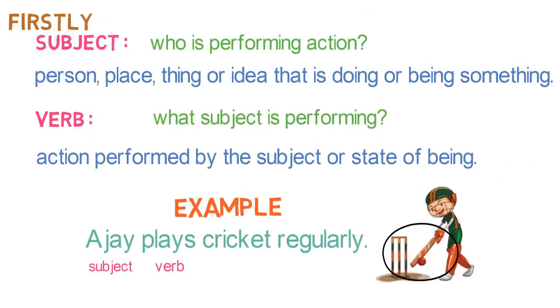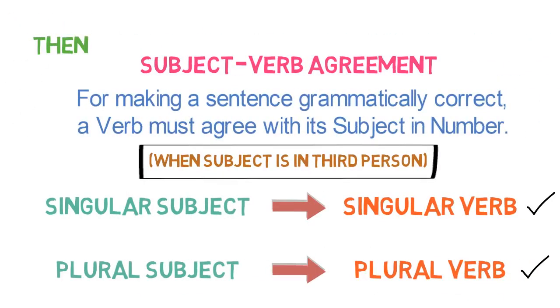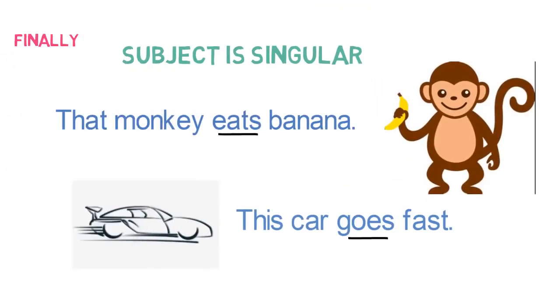Firstly, we understood what is subject and verb in a sentence. Then, we understood how to identify subject and verb in any sentence. Then, we understood what is subject-verb agreement. Finally, we went through some of the examples of subject-verb agreement's general rule.